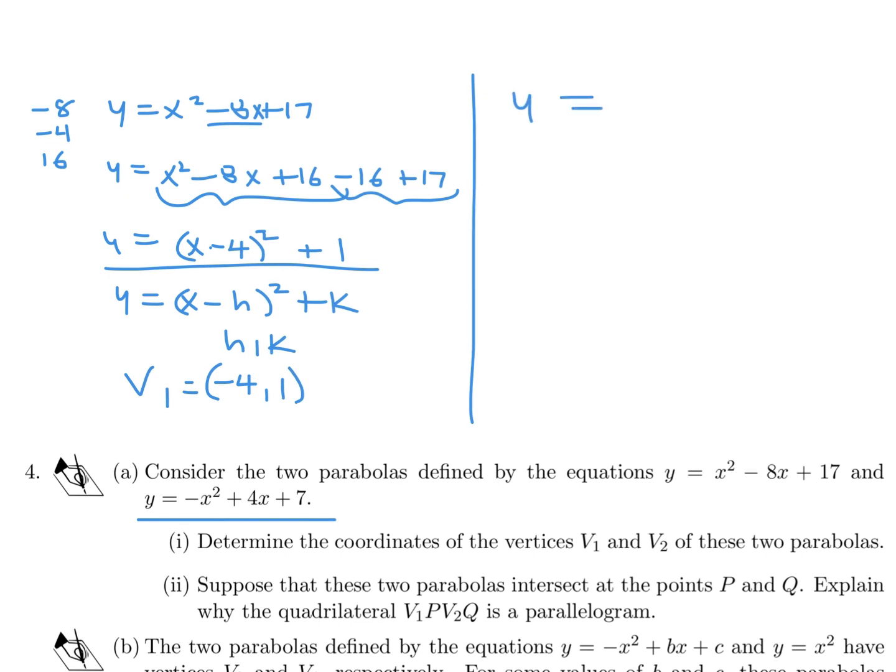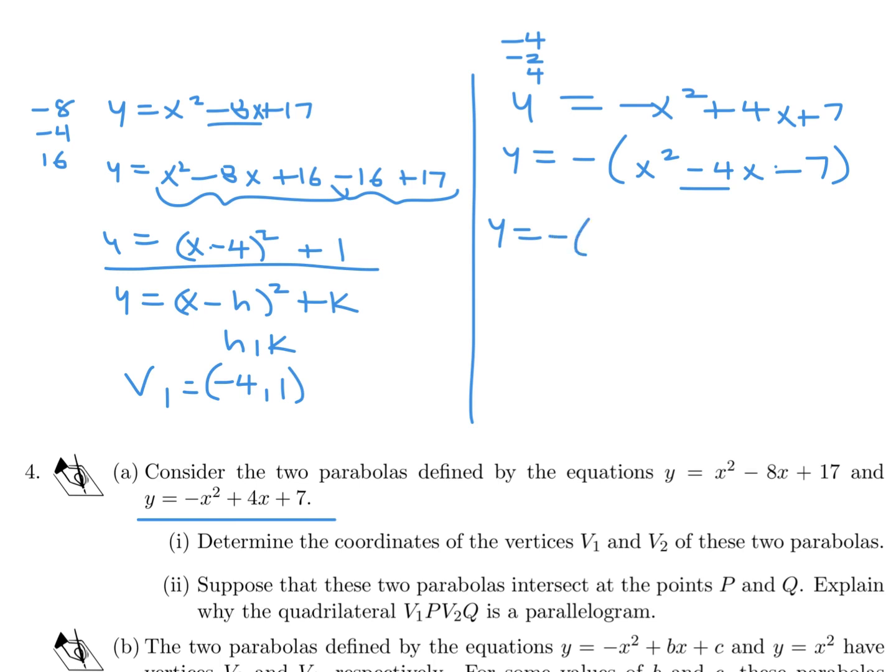So same story. And of course, you can do this by yourself. But the first thing you need to have is you need to factor out that minus 1. So, okay, so now we can do it. So take that coefficient, which is minus 4, take half of it, minus 2, and then square it, so positive 4. So we have minus x squared minus 4x, and then add 4, and then minus 4. And then don't forget about that minus 7.